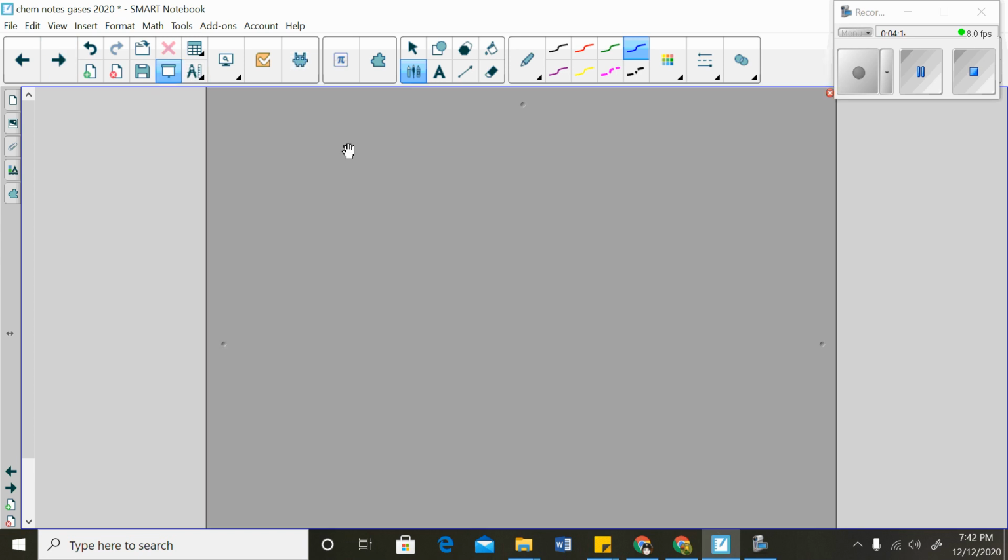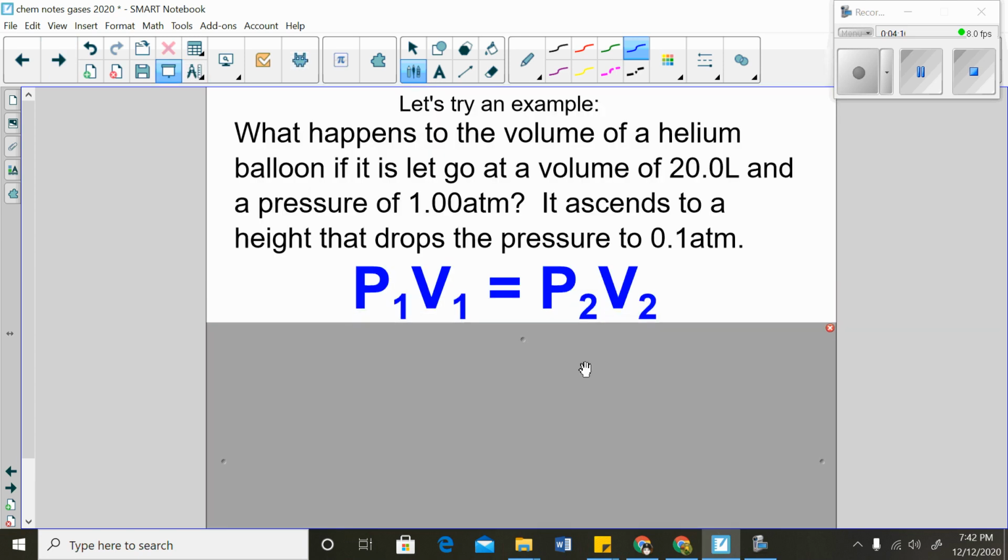Let's try an example here. What happens to the volume of a helium balloon if it is let go at a volume of 20.0 liters and a pressure of 1.00 atm? It ascends to a height that drops the pressure to 0.1 atm. So what does all this mean? You have a helium balloon, and you let it go, and something's going to happen.